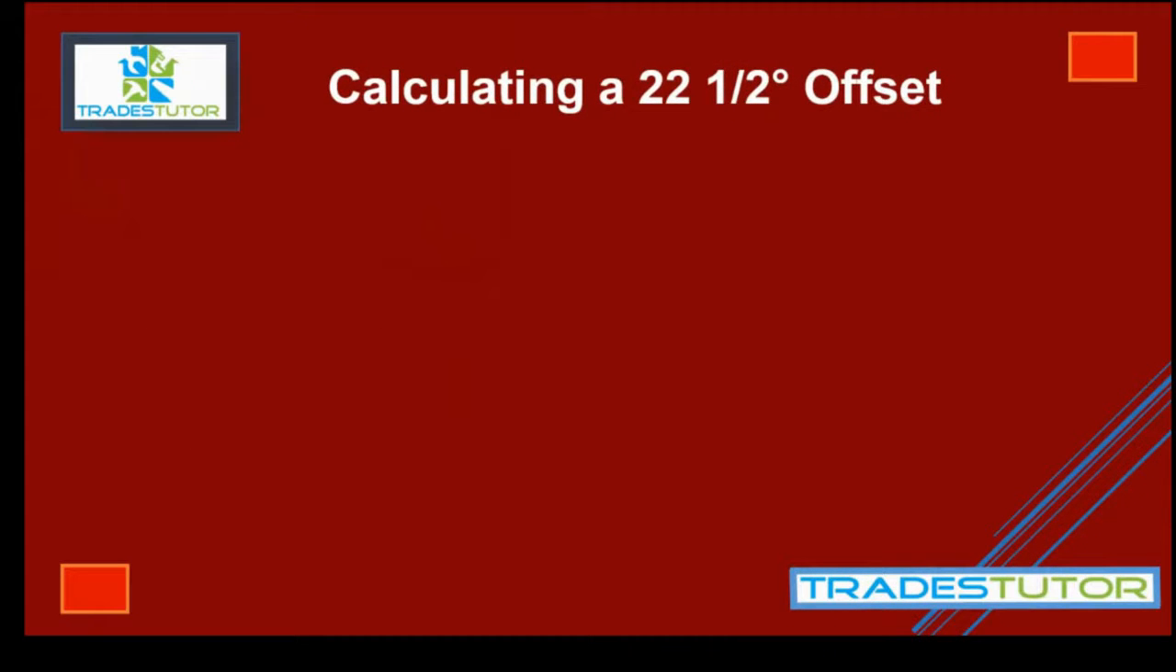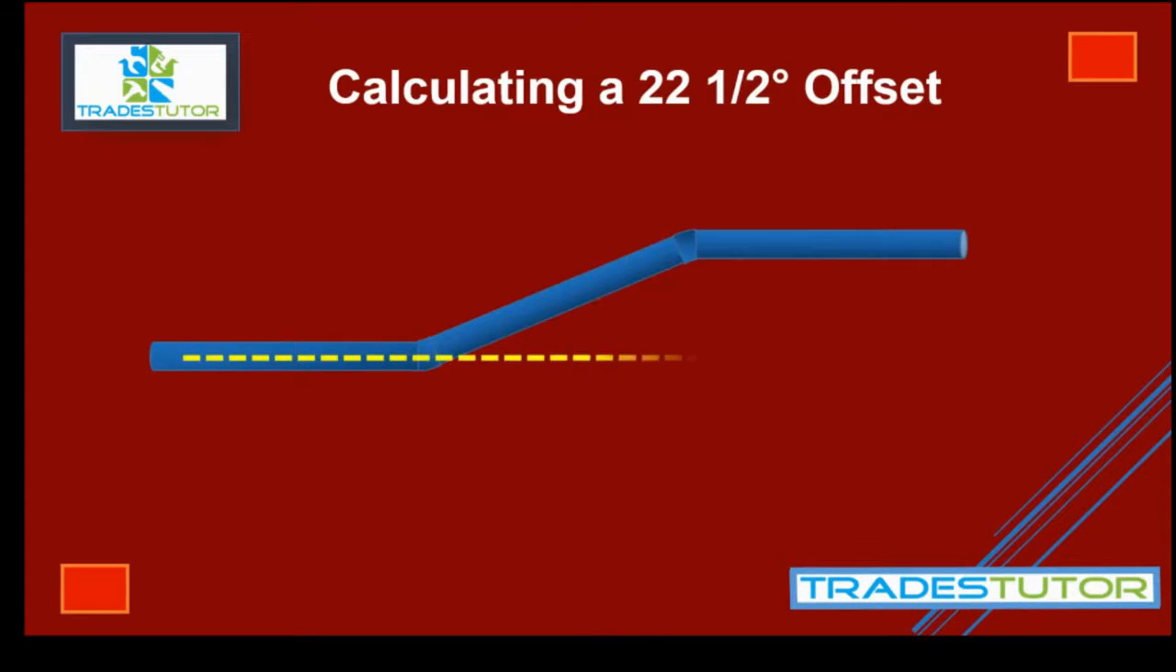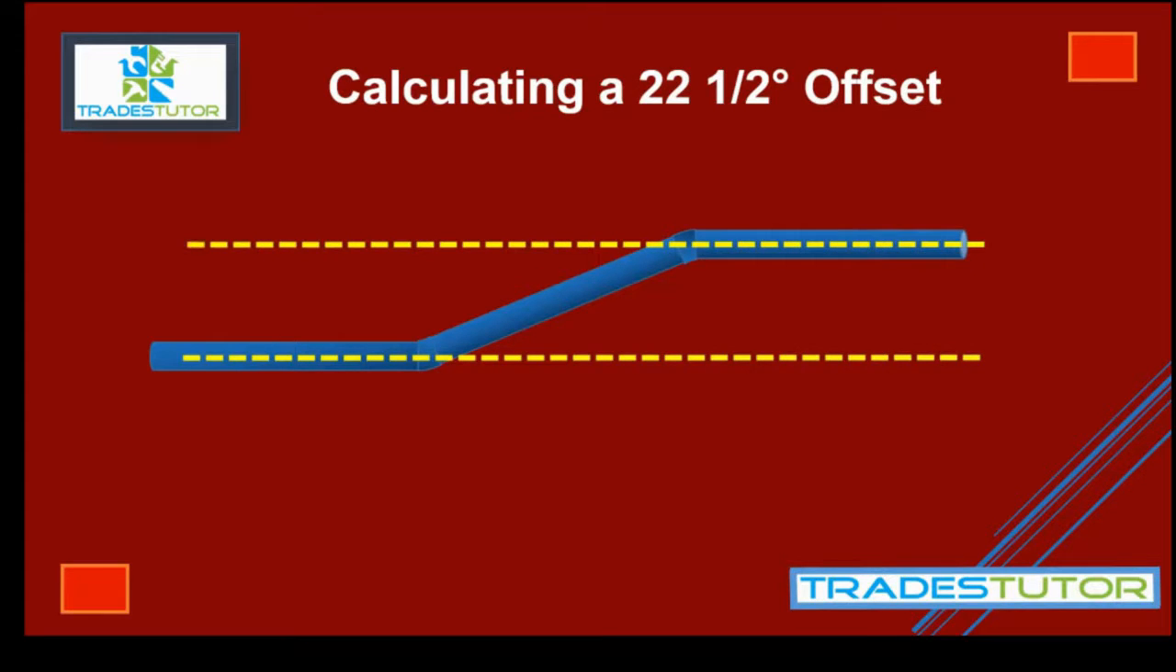Okay, so what we're looking at here, a piece of pipe comes along and it offsets at a 22.5. So what we'll do is draw our lines horizontally to the pipe to show you how this thing offsets, and the two angles. It offsets by a 22.5 on that side, and if you were to put an angle from the upper horizontal line, you'd also get a 22.5 degree.